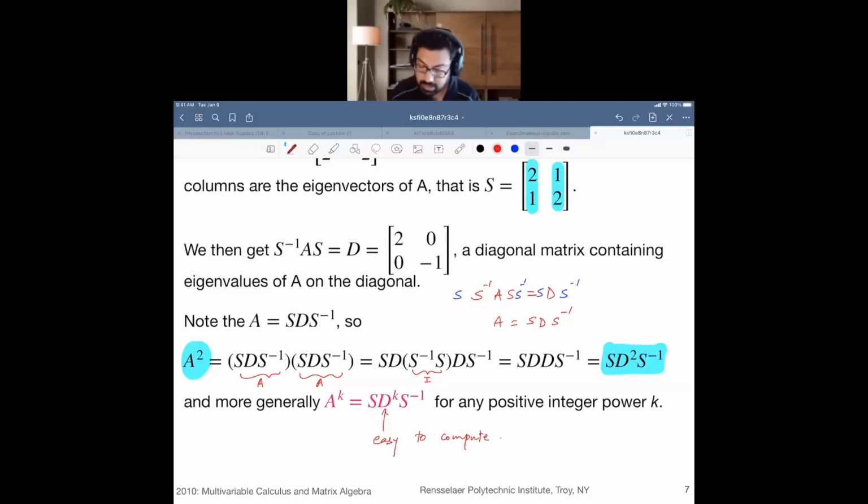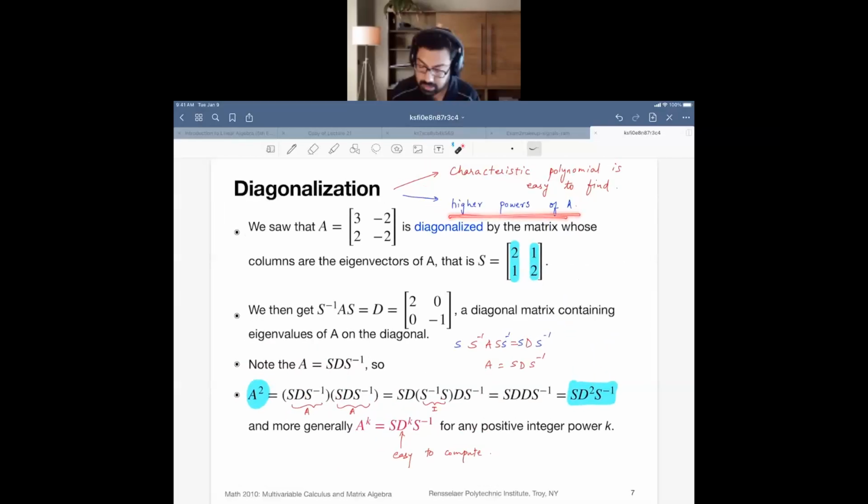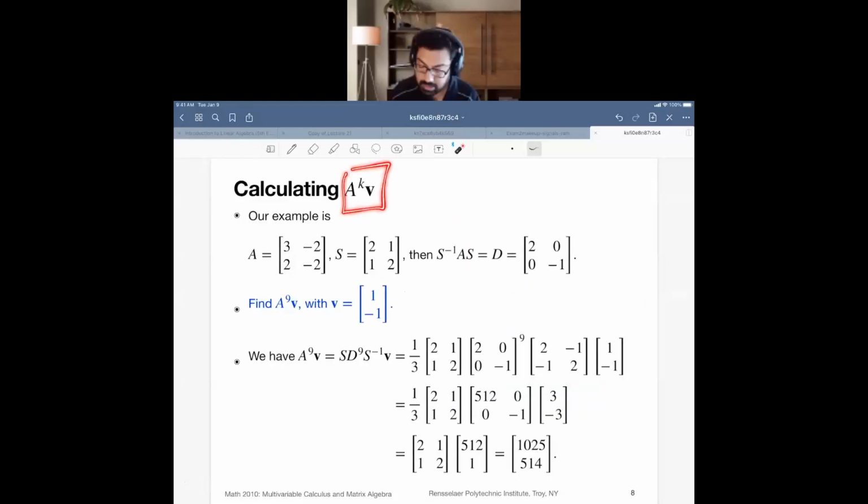So you're not multiplying matrices K times. All you're doing is computing S inverse, and then raising D to the higher power, which essentially means the elements in the diagonal get raised to that high power K. So that's another benefit of diagonalization. Next, let's calculate A raised to K times. Let's do an example here. We'll raise some matrix A to the 9th power with a vector V that is given as 1, -1. So our example over here is the same square matrix A with eigenvalues 2 and -1.